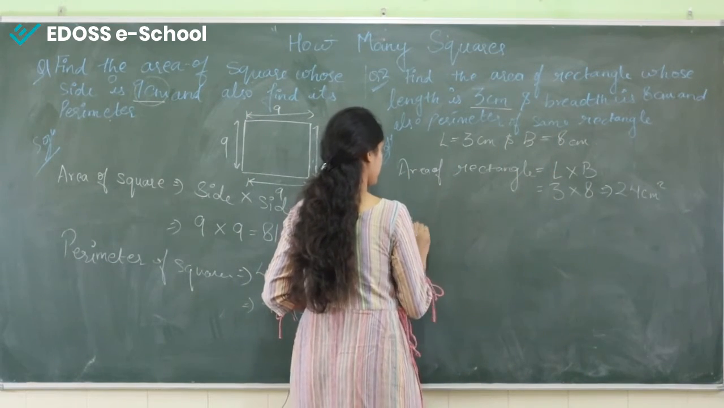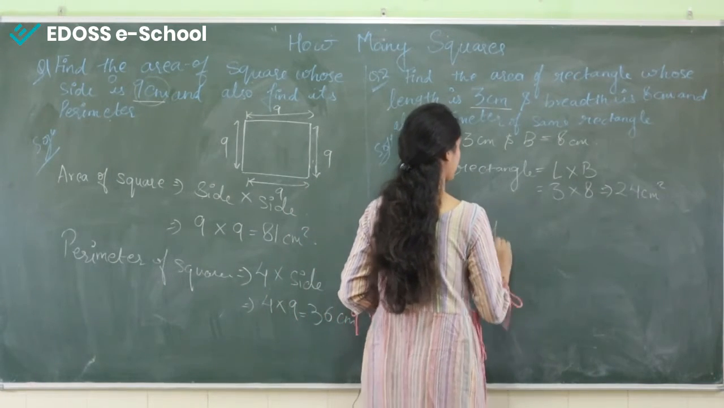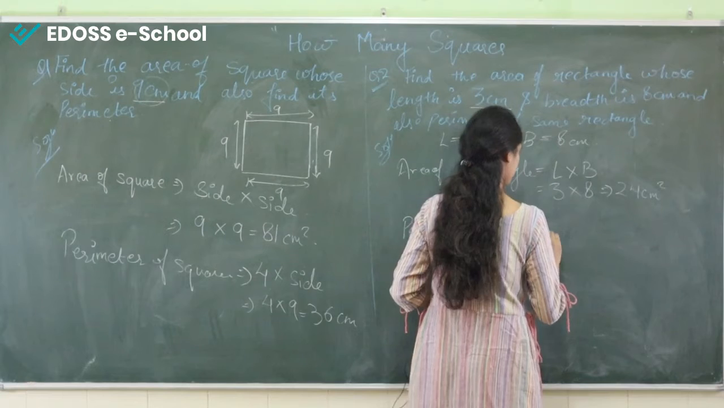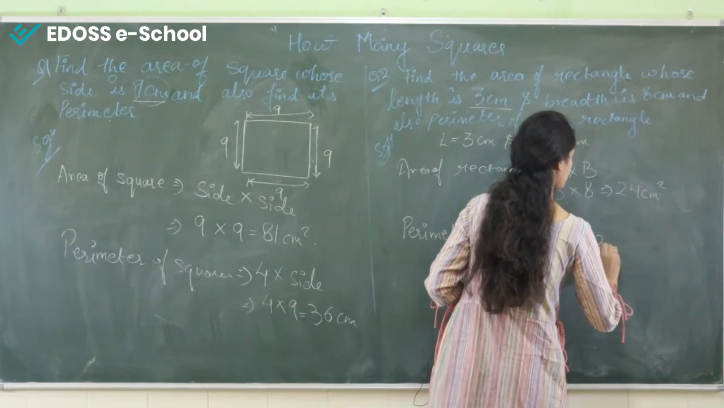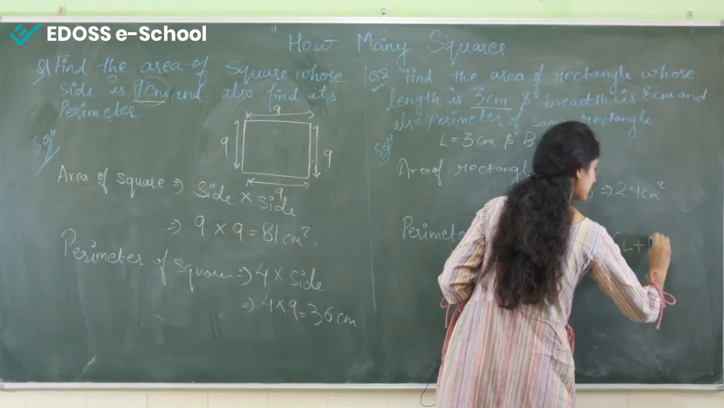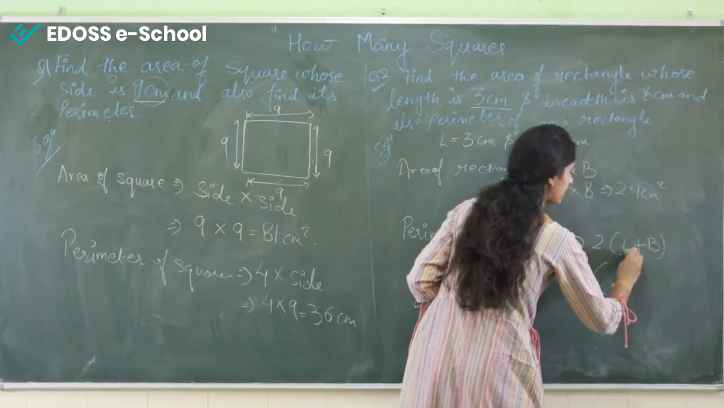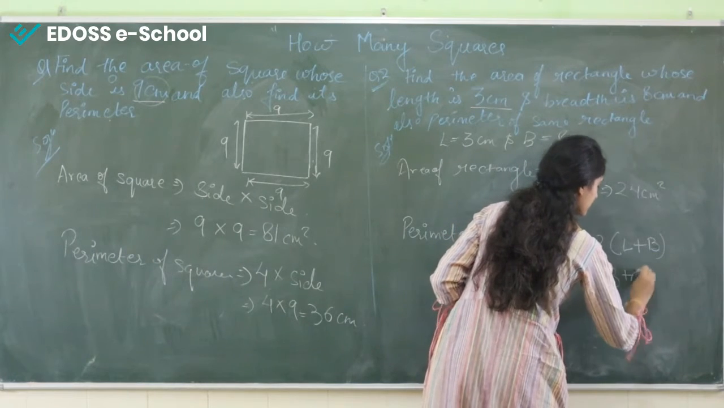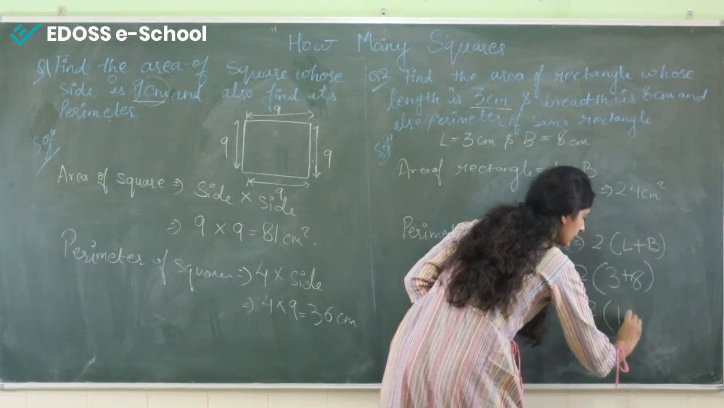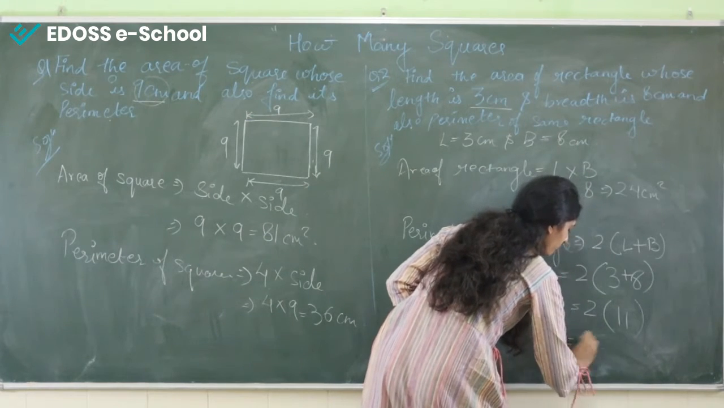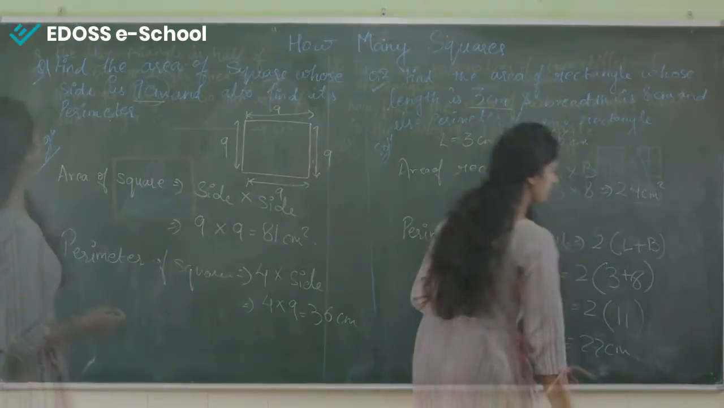Then next, we have to find the perimeter also. So what is the formula of perimeter of rectangle? 2 into length plus breadth. 2 will be here, bracket, length is 3, breadth is 8. So 2 into 3 plus 8, 11, 2 multiplied by 11 is 22 centimeter.